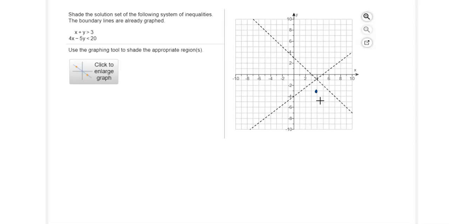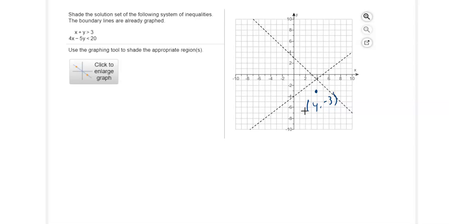So I could pick this point here. This is at 4, -3. And then you test it by plugging it in to make sure it works in both of these inequalities. If it does, you shade in the whole region, because if this point is a solution to this system, then every point in this region will be a solution to this system. So if one point works, they all work in that particular region.